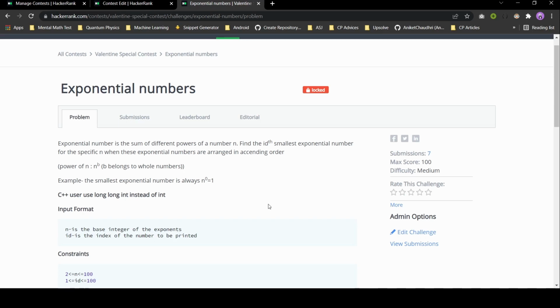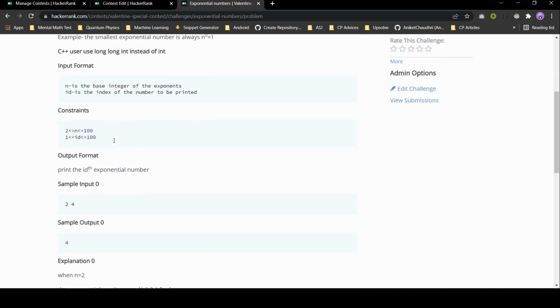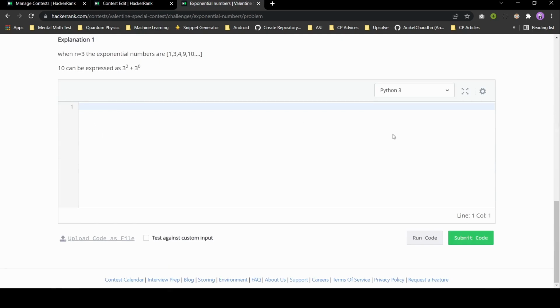So let us first try to understand what the problem statement means. So we know that if we have some numbers, we can power them. So like 3 power 0 is 1, 3 power 1 is 3, 3 power 2 is 9. So what exponential number definition is given, we can add those powers. So let's see it for 3.